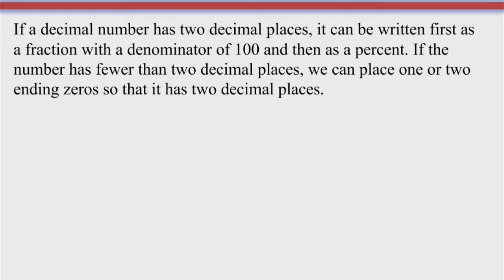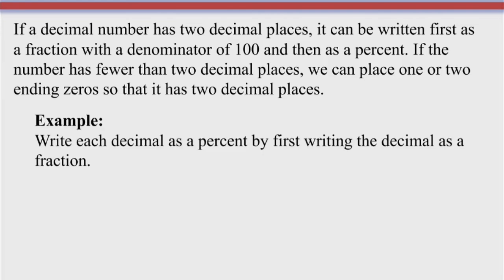Now, if we're able to write percents as decimals, then obviously we can write decimals as percents. If a decimal number has 2 decimal places, it can be written first as a fraction with a denominator of 100, then as a percent. If the number has fewer than 2 decimal places, we can place 1 or 2 ending zeros so it has 2 decimal places. So what does that say?